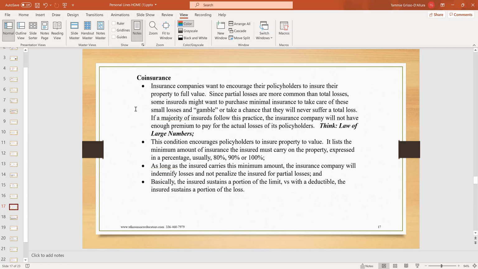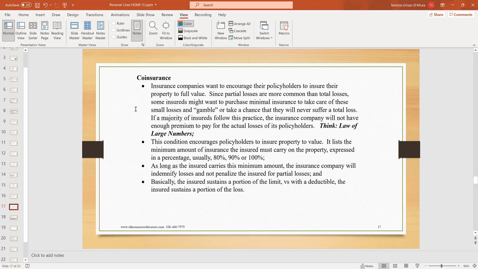Now, what if there's a total loss? Well, the insured is sharing in that limit. They would pay that other 20,000, right? So sometimes, mainly in commercial, insurance companies will let you carry 80 or 90%. Most insurance companies want 100% value on the property. They want you to carry your full 100% replacement cost value.